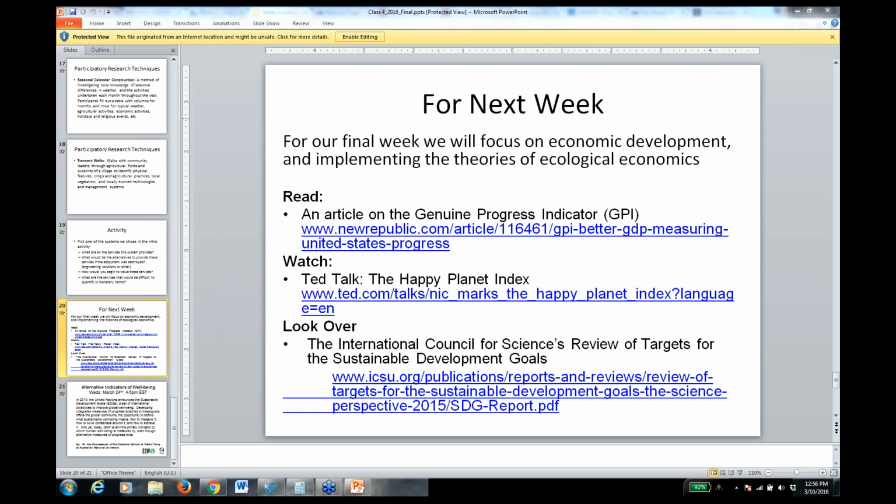Watch the TED Talk on the Happy Planet Index. This is another indicator that includes both measures of environmental and human well-being. And look over, I say look over because this is a 90-page document, so we obviously don't expect you to look at all of it, but get a good idea of what the goals are. This is the International Council for Science's review of targets for the Sustainable Development Goals. So look at what those Sustainable Development Goals are, and what the International Council for Science has to say about them, because we're going to be talking about the SDGs next week as well.